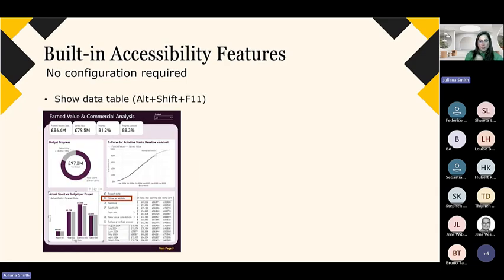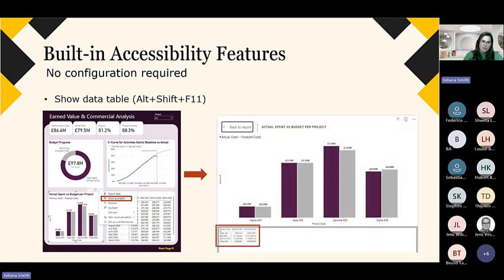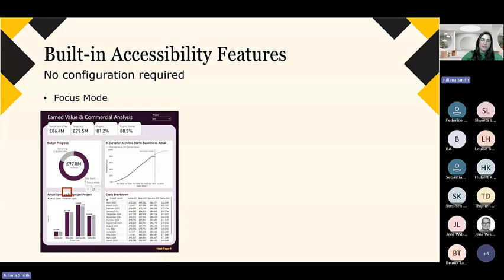Next one is the option Show Data Table, where users can view the data in a visual, any visual, in a tabular format. That can be done by selecting the three dots and going to this option here, Show Data Table, or by using the keyboard shortcut Alt-Shift-F11. And this is what happens. The visual goes on the top, and there is a little table underneath, which is also compatible with screen readers.